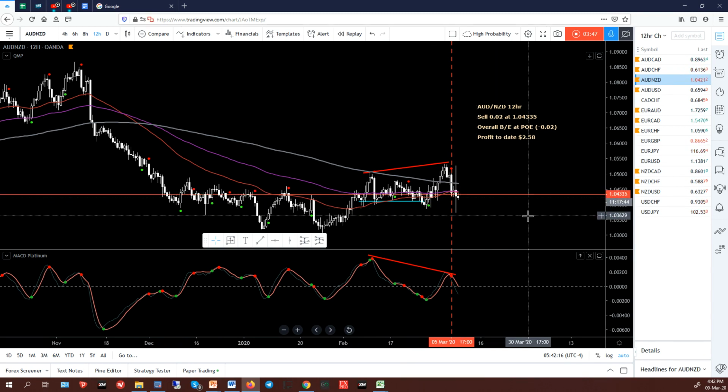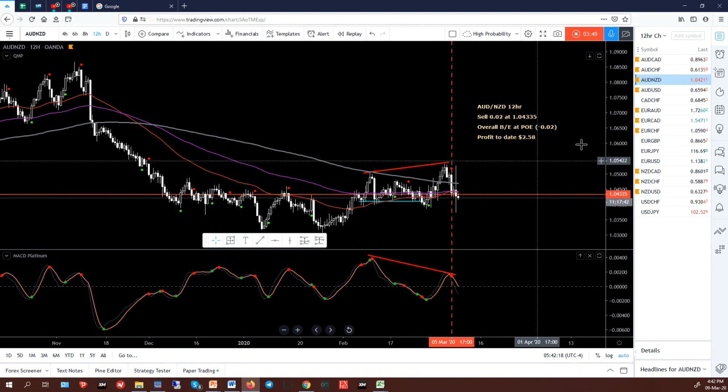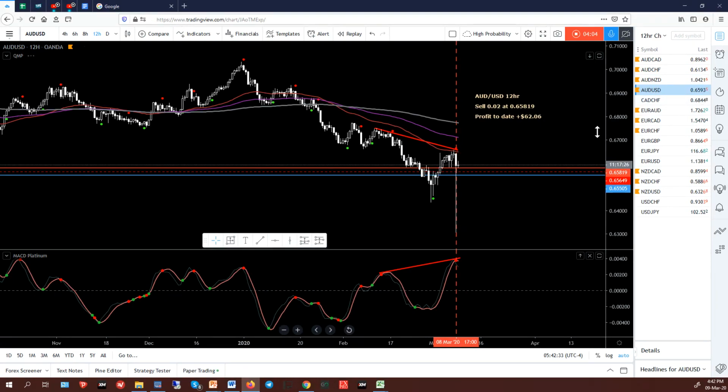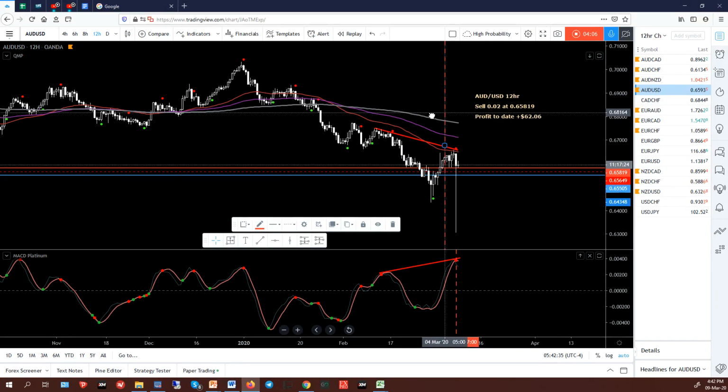That's just terrible. I might be replacing this with another pair shortly. I think it's just not good. So you can read my notes. In a sell, overall break even at point of entry, net minus 0.02, profit at 8. Yeah, boring. Oz USD. You can't probably see the big spike down.